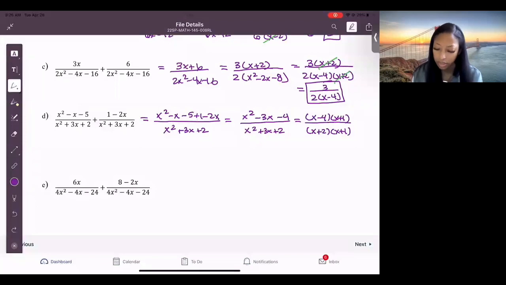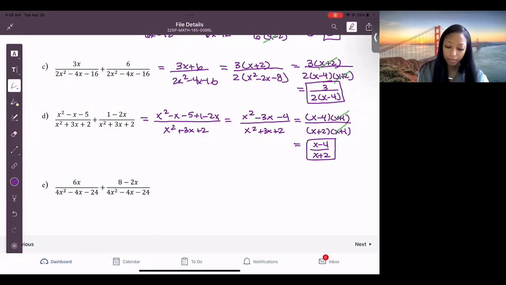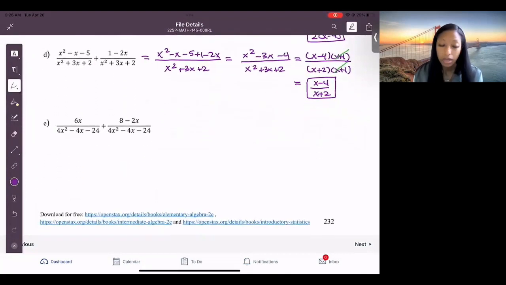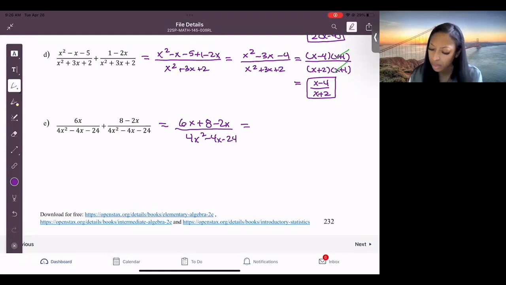The x plus 1's cancel. And we're left with x minus 4 over x plus 2 as our final answer. All right. Then last addition problem. 6x plus 8 minus 2x is our numerator. And our denominator stays the same, 4x squared minus 4x minus 24. All right. Our numerator simplifies to 4x plus 8.